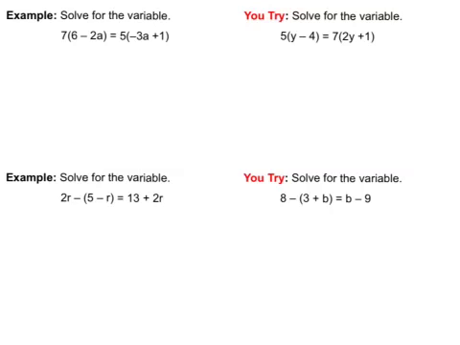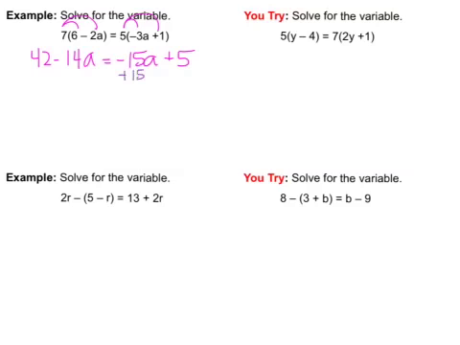Next, we just have more examples. They get a little harder each time. Here we have 2 sets of parentheses, which means we're going to do distributive property twice. So we're going to do it on our left-hand side to get 42 minus 14a. We're also going to do it on our right-hand side and get negative 15a plus 5. And then solve like before.